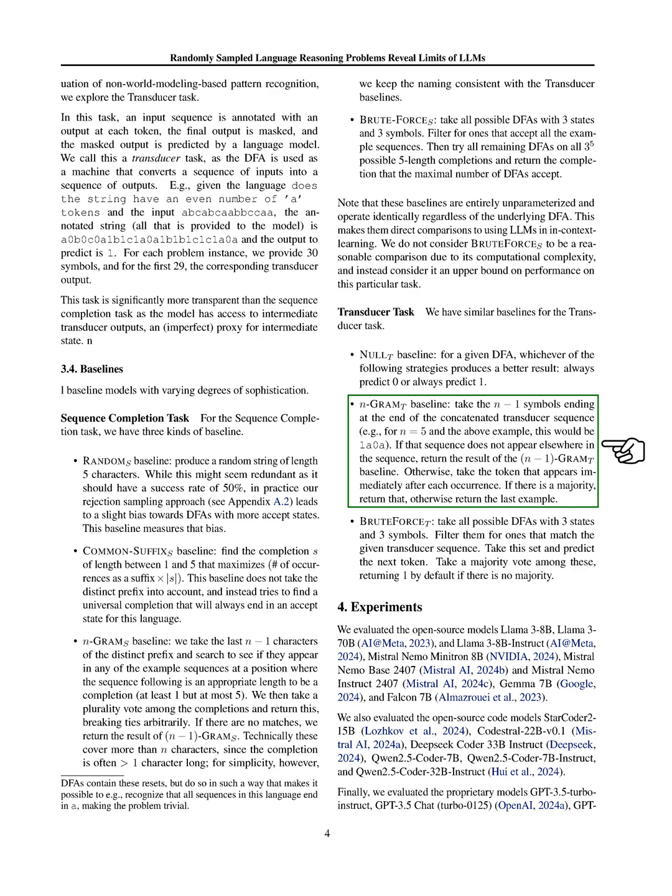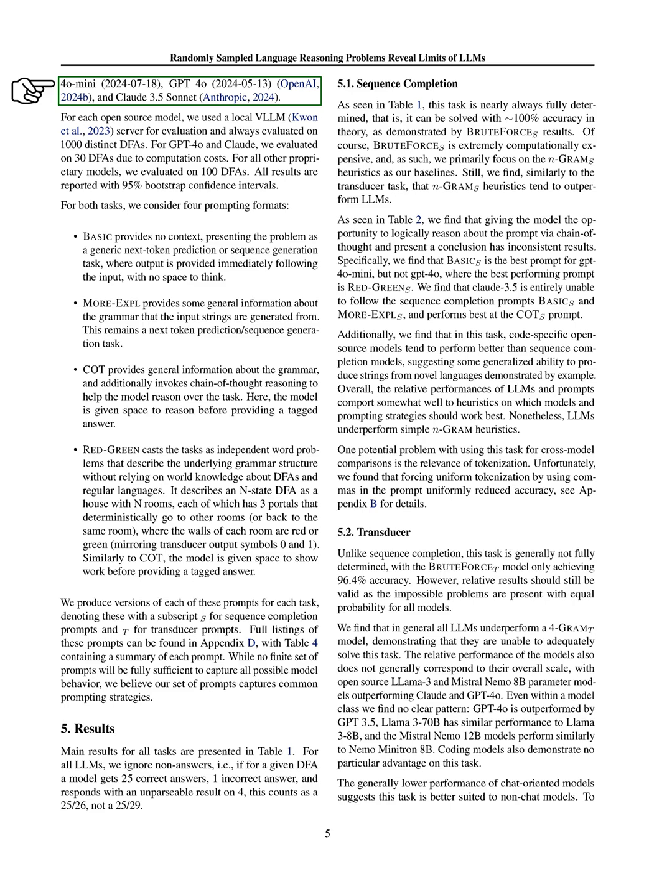In our experiments, we evaluated several open-source models, including Llama and Mistral variants, as well as code models like StarCoder and Qwen. We also assessed proprietary models such as GPT 3.5 and Claude. For open-source models, we used a local LLM server and evaluated on 1,000 distinct DFAs, while for GPT 4o and Claude, we limited our evaluation to 30 DFAs due to computational constraints. Other proprietary models were evaluated on 100 DFAs, and we reported results with 95% bootstrap confidence intervals.